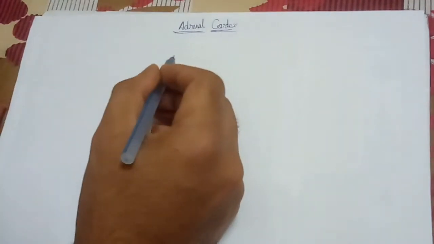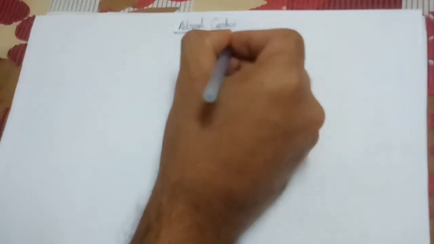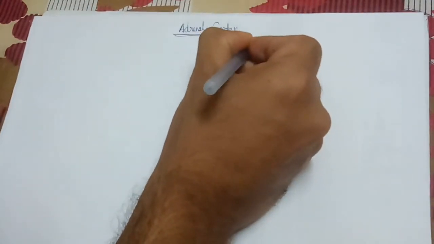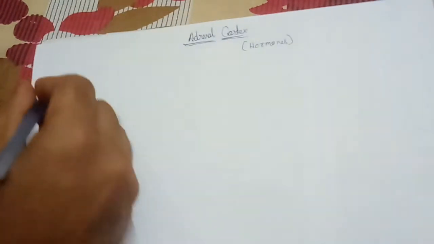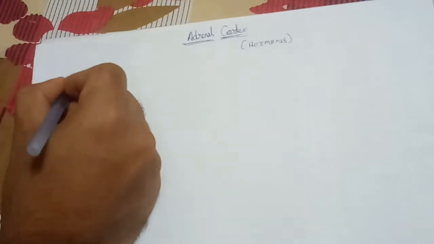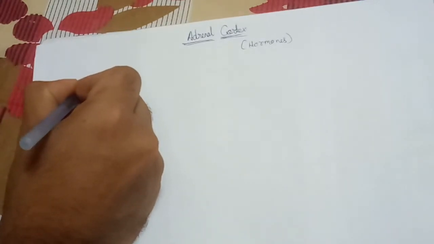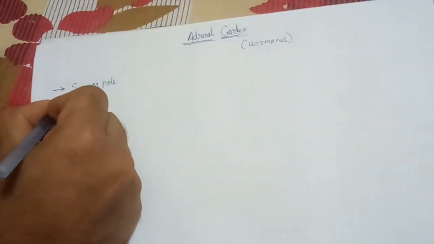Hello friends, in this video I am going to discuss the physiology of the adrenal cortex and the hormones secreted by the adrenal cortex. So let's begin. First of all, the adrenal gland is located at the superior pole of both the kidneys, that is, at the anterior part of both the kidneys.